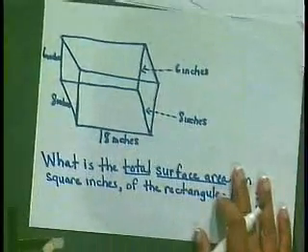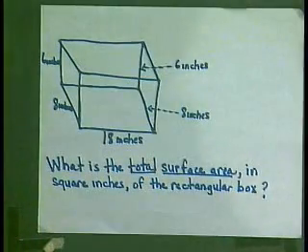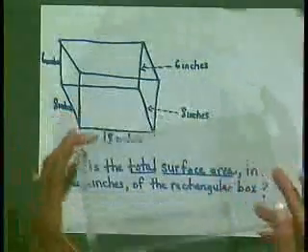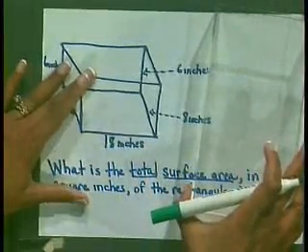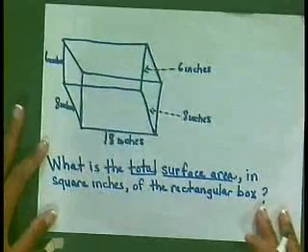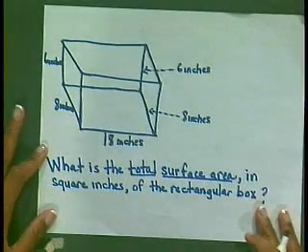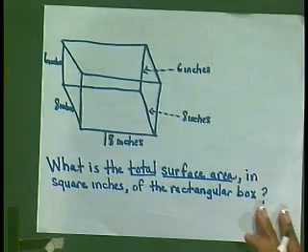involving surface area. Okay, a prism, surface area of a prism. If we look at our shape, we have a prism. And this is also a prism. So we have the prism on the paper, and I'm showing you this is an actual prism as well. But it says, what is the total surface area in square inches of the rectangular box?